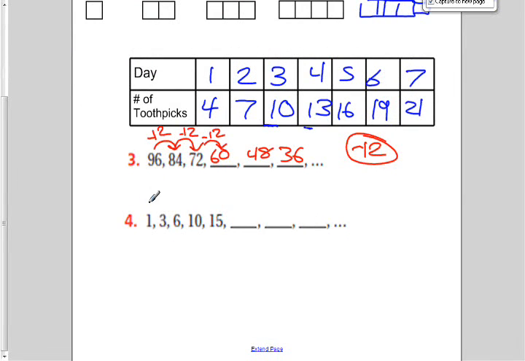All right, let's take a look at the next one. Now I'm going to look at how I get from 1 to 3. Well, there are two ways. I can add 2, or I could also multiply by 3. So we need to keep going and see which rule continues to work. Then from 3 to 6 is plus 3, and 3 to 6 is times 2.